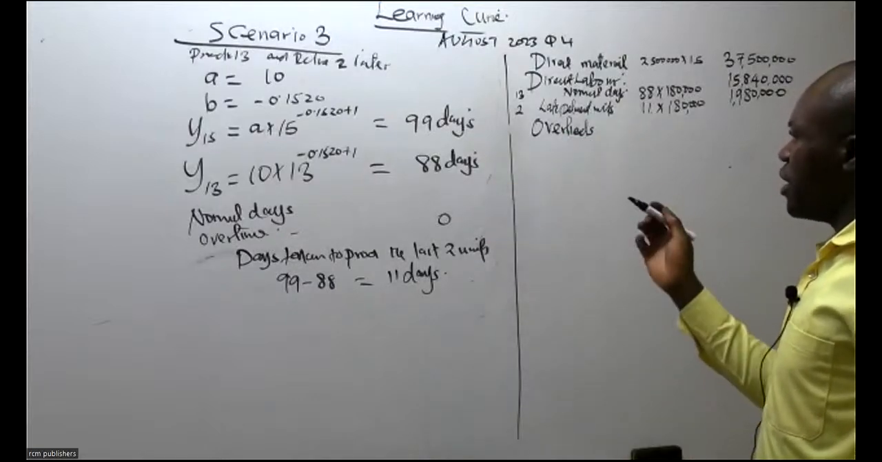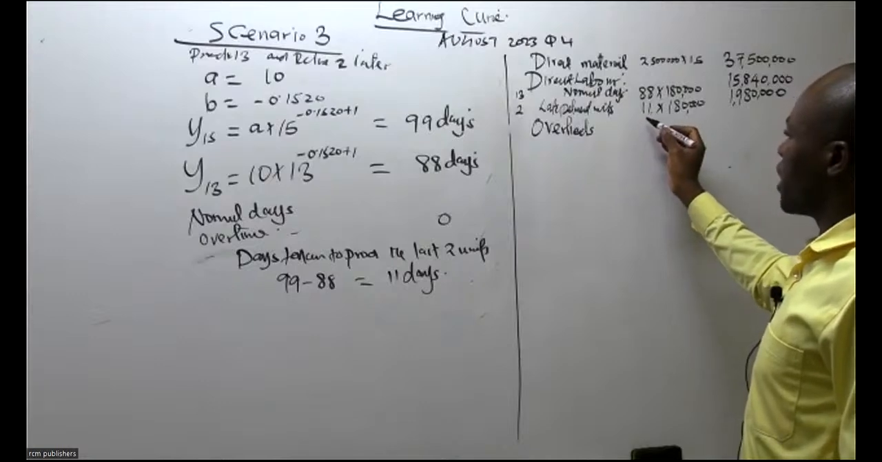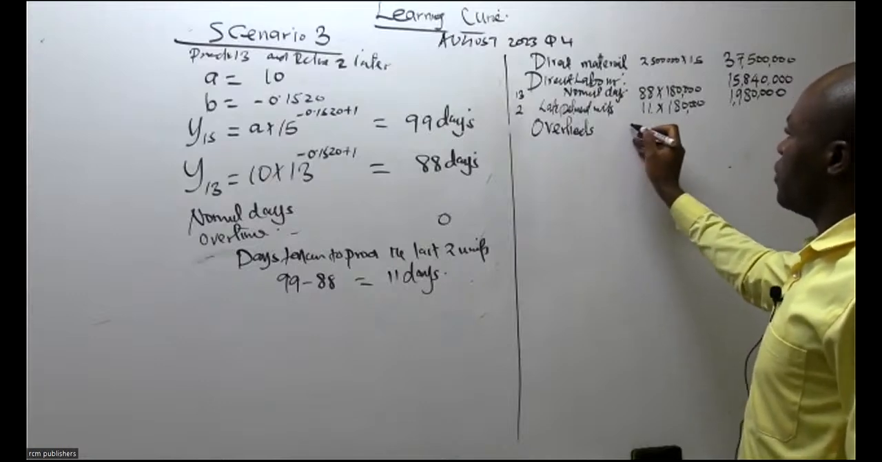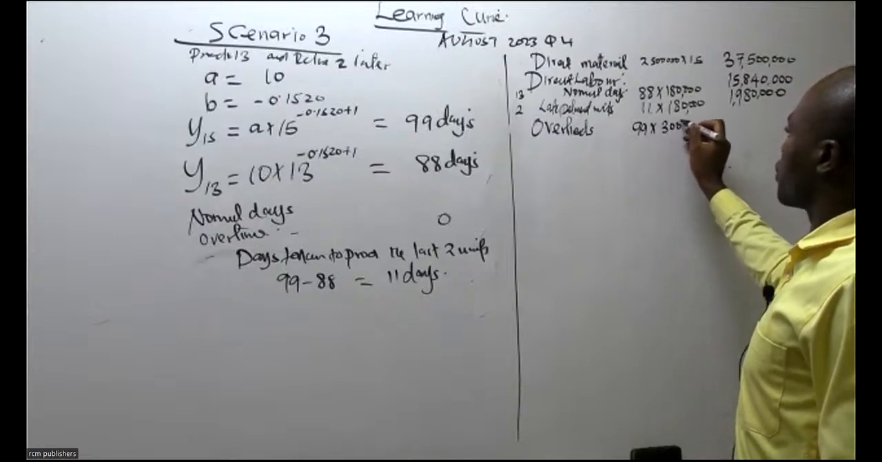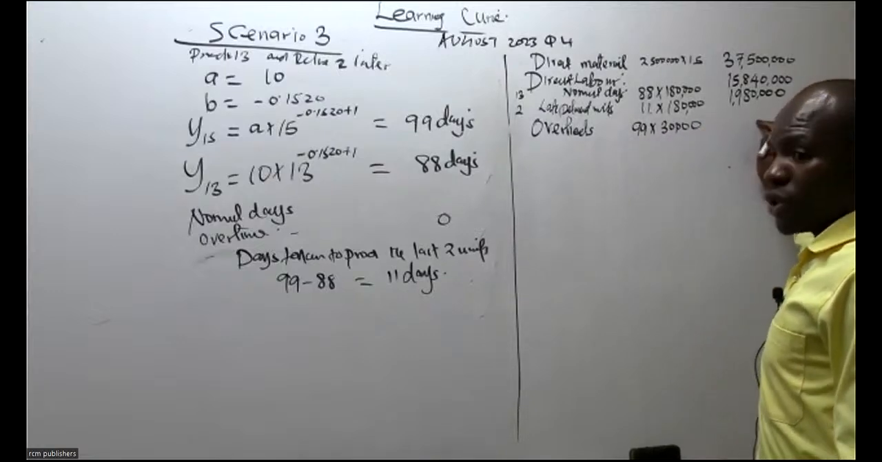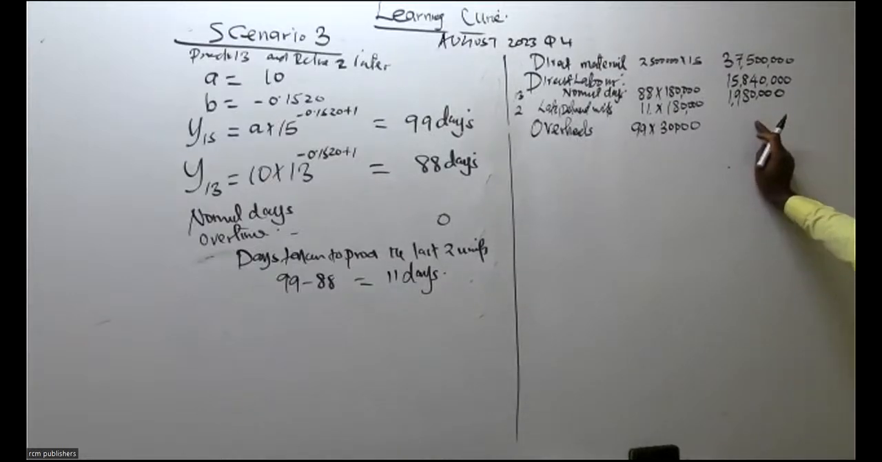So scenario 3, they are trying to do what? They are trying to take that option of, yes, the overhead will be 99 times 30,000. Tutakuwa na ngapi hapa? 99 by 30,000. 99 by 30,000 ni ngapi?